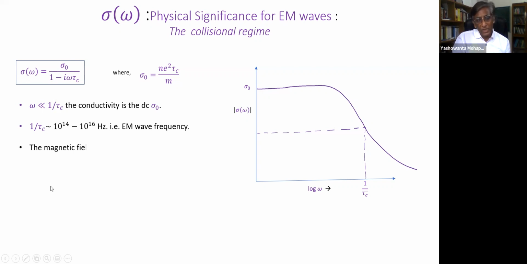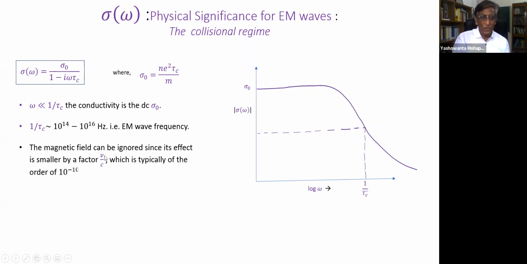So I have ignored the magnetic field. It can be ignored since its effect is smaller by a factor of v by c. c is the speed of light, and v is of the order of only 1 meter per second or so, the drift velocity that we had said, even with a very large current. Hence the ratio v by c is of the order of 10 to the minus 10, and hence in most of our treatment of the interaction of EM waves with solids, we ignore the magnetic field unless it is of extremely high intensity and so on and so forth.